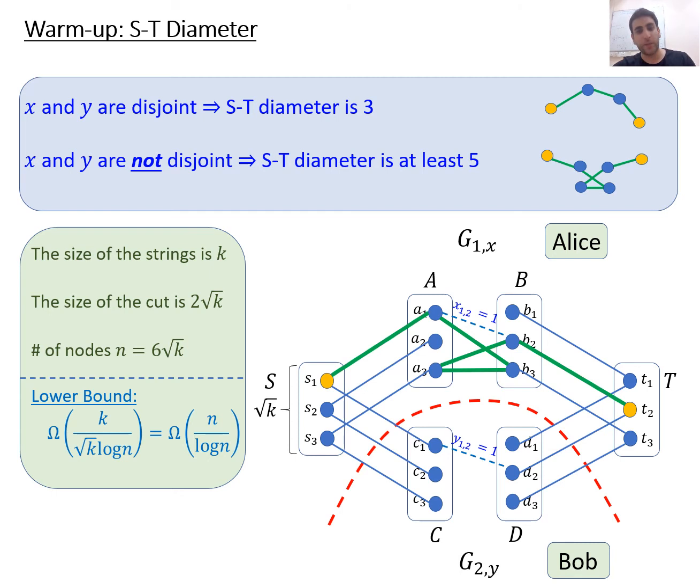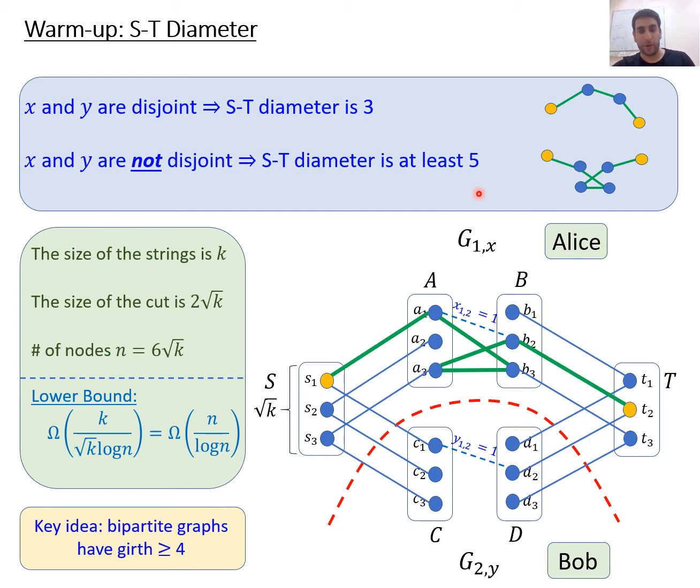And the key idea that we used again is that in the non-disjointness case, the ST diameter must be at least 5, because bipartite graphs have girth at least 4. Right? Because we said that this shortcut edge must be replaced by a path of length at least 3, which implies that the distance between S1 and T2 must be at least 5 by some case analysis.